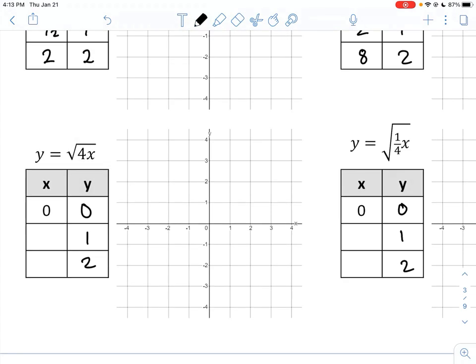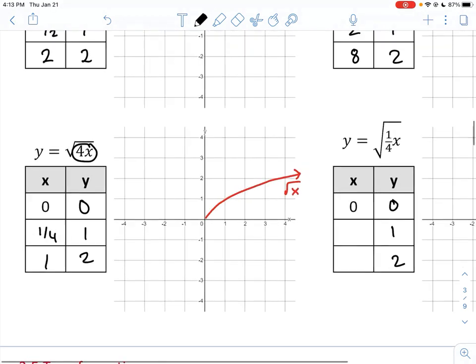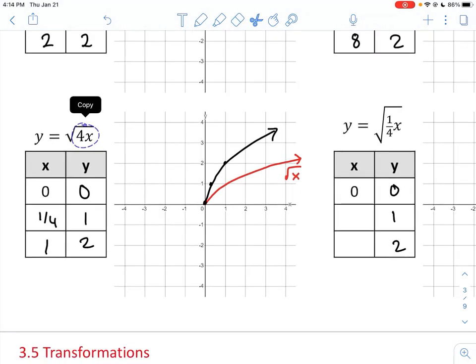Down here, y equals square root of 4x. This is similar. In order to get an output of 1, I need the radicand to be 1, which means I need x to be a quarter. And in order for the output to be 2, I need the radicand to be 4, which means I need x to be 1. We're going through (1/4, 1) now, so right there, and then (1, 2), which is right there. This is going to give us a horizontal compression by a factor of 1 quarter.